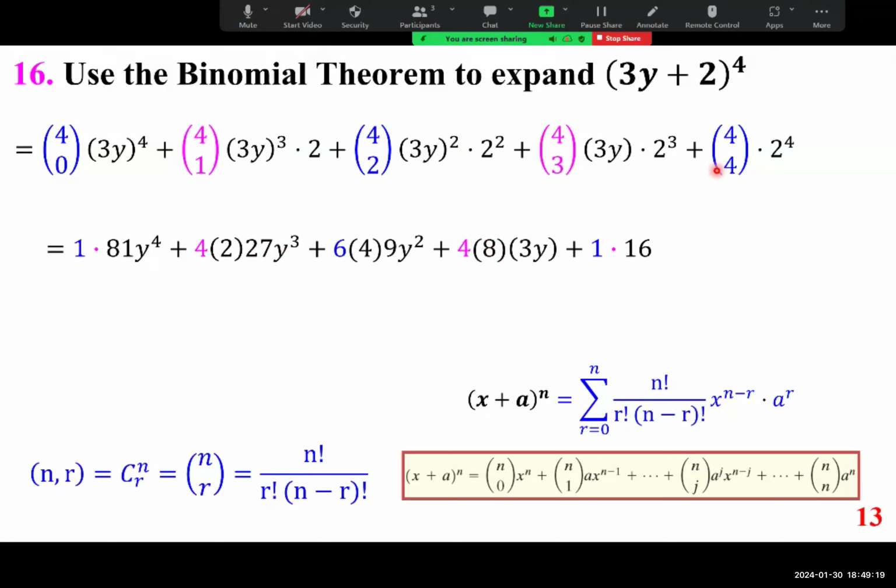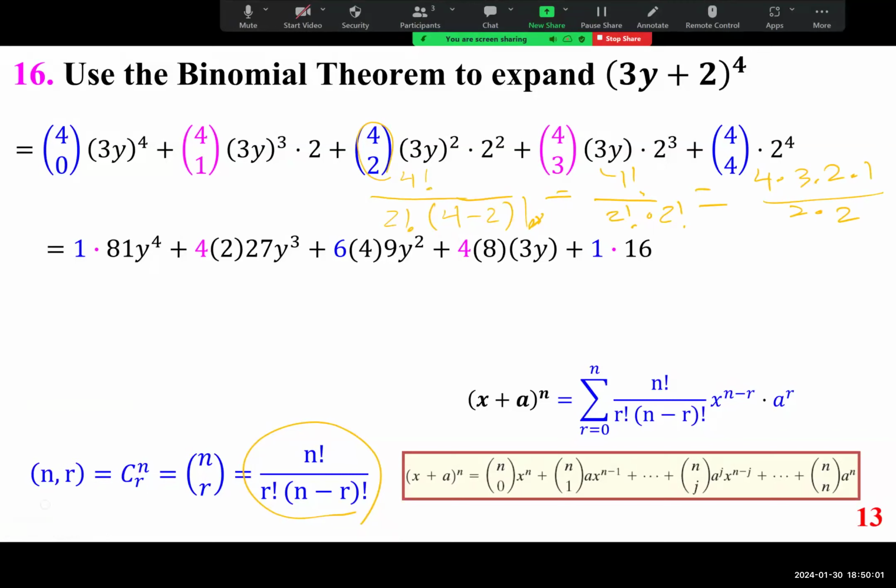Okay, according to this formula, this is 4 factorial over r, which is 2 factorial, times n minus r, which is 4 minus 2, so 2 factorial. So you have 4 factorial over 2 factorial times 2 factorial. Now please understand the top is 4 times 3 times 2 times 1, and 2 factorial is just 2 times 1. So 2 times 2 is 4. Okay. And so 2 times 2 cancels out the 4. The answer is 6. Okay.